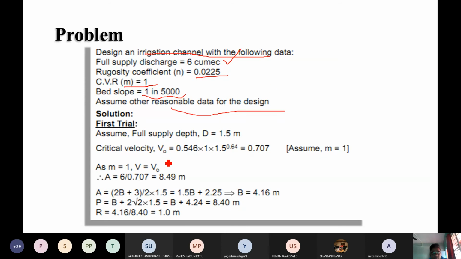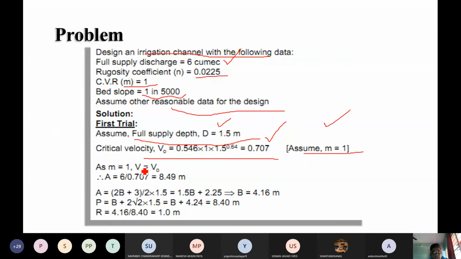So we'll go for the first trial. Full supply depth D is equal to 1.5 meter. As per the range you consider, the assumption is there according to Kennedy's theory. So first of all you assume the depth is 1.5 meter. For this assumed depth you find out the critical velocity by this formula. You apply this formula, and which is now equal to 0.707.